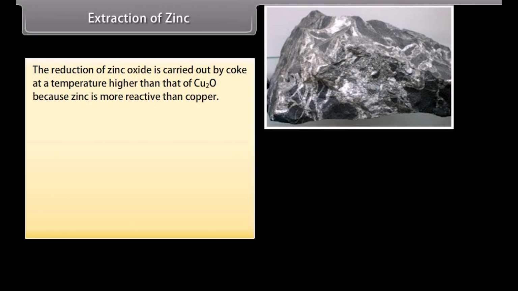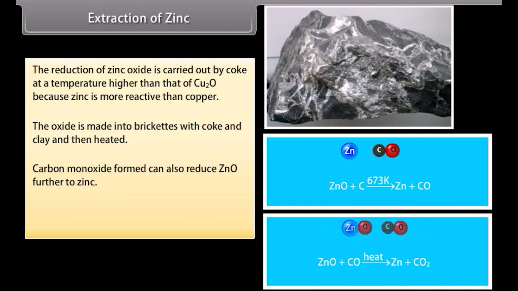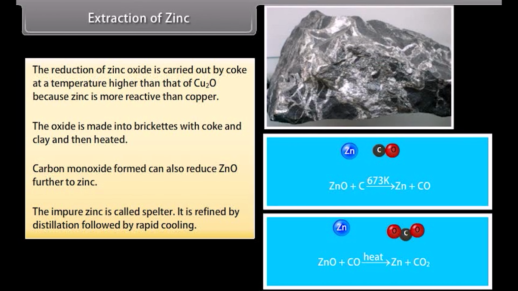Extraction of zinc. The reduction of zinc oxide is carried out by coke at a temperature higher than that of Cu2O because zinc is more reactive than copper. The oxide is made into briquettes with coke and clay and then heated. Carbon monoxide formed can also reduce ZnO further to zinc. The impure zinc is called spelter. It is refined by distillation followed by rapid cooling.